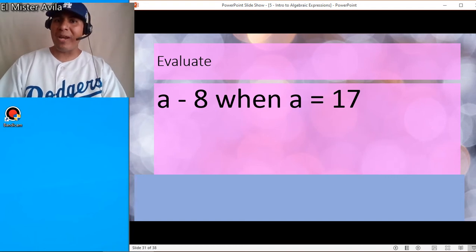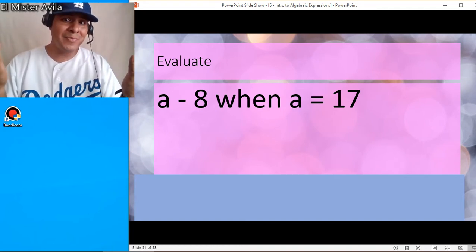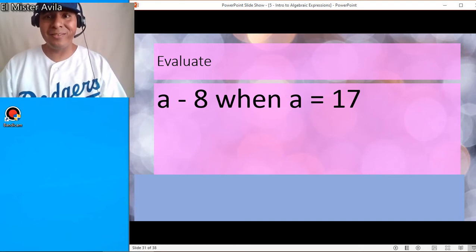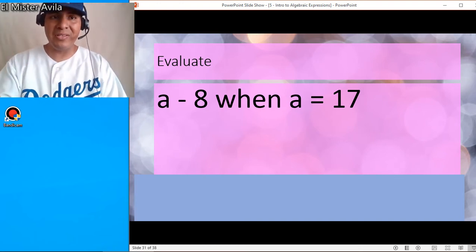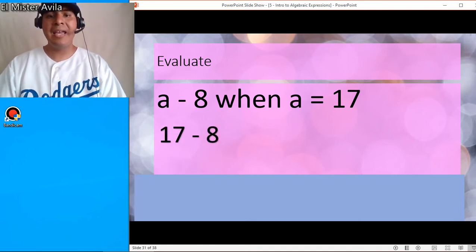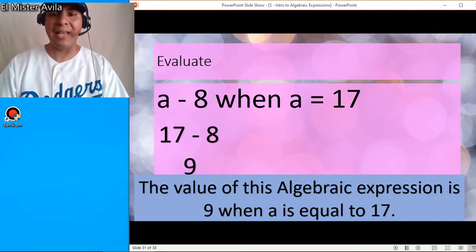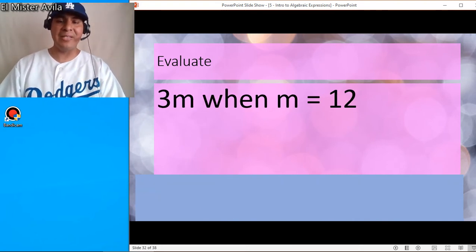A, some unknown number a, minus 8. What is a minus 8? And your answer should be, I don't know. I don't know what the value of a is. Well, a is equal to 17 according to what's written there. So we write 17 minus 8, and that gives us 9. We say the value of this expression is 9 when a is equal to 17.